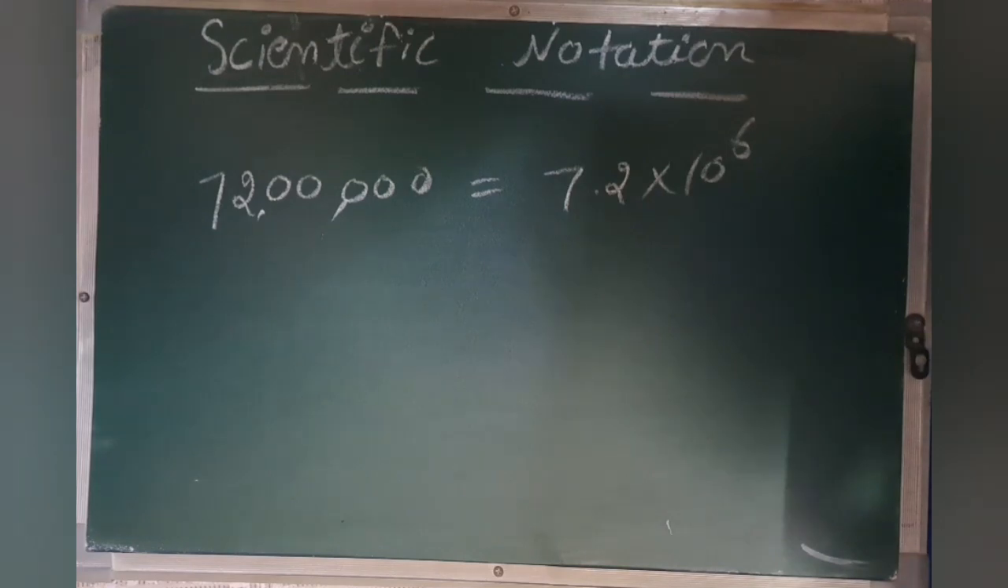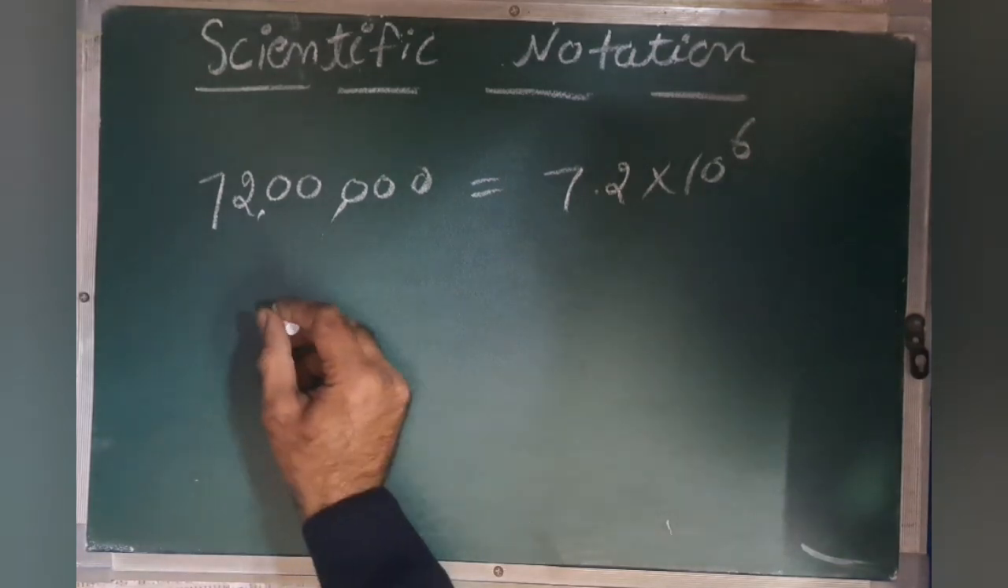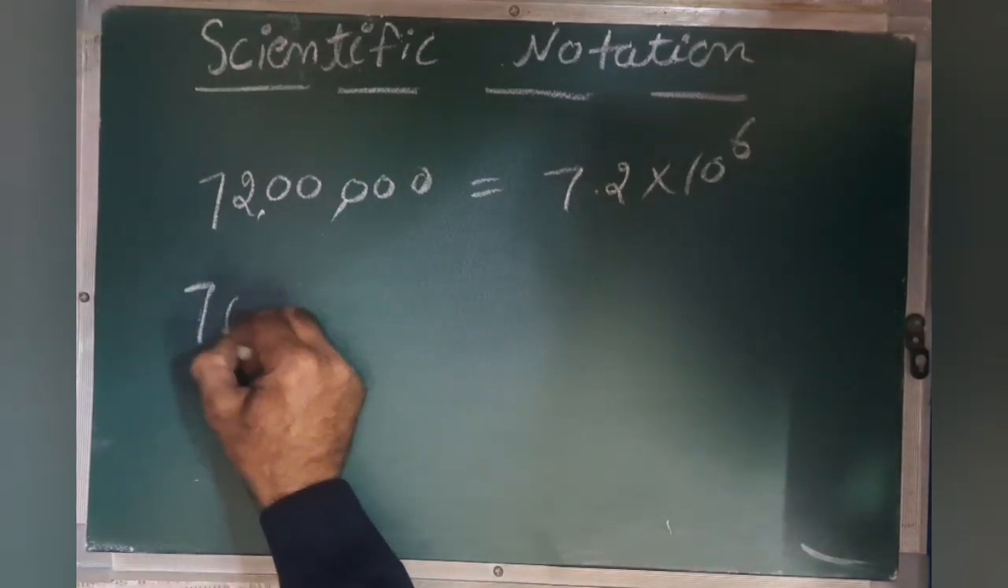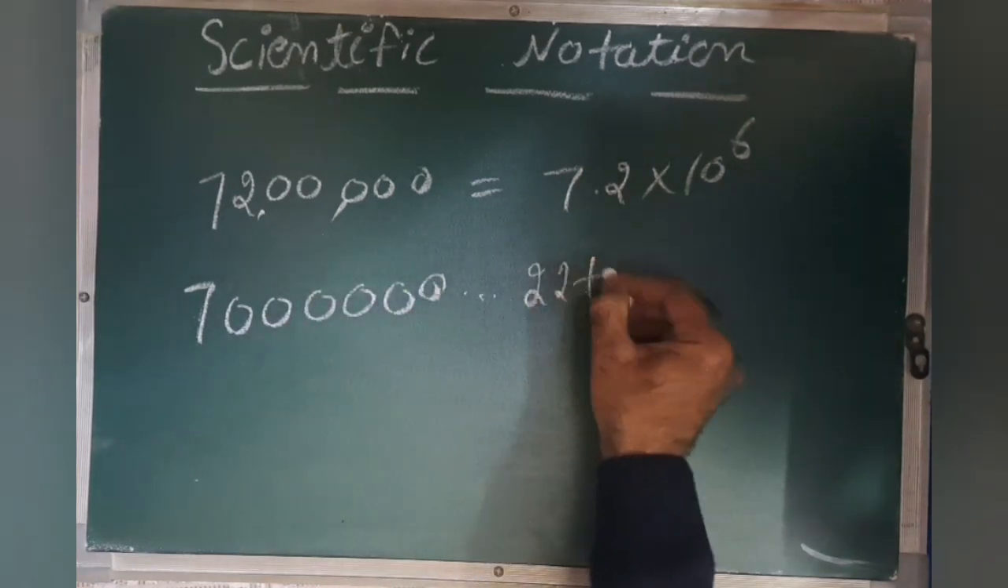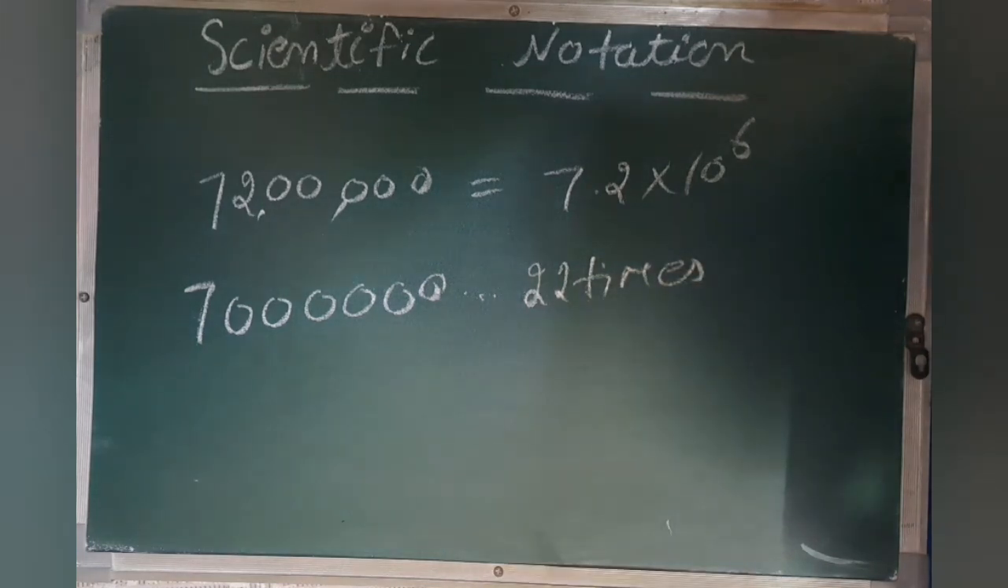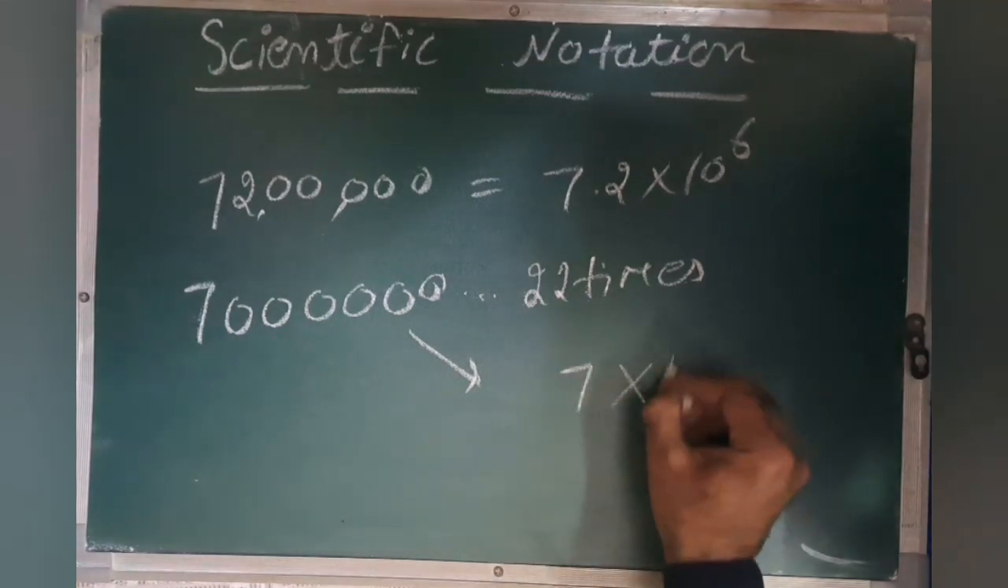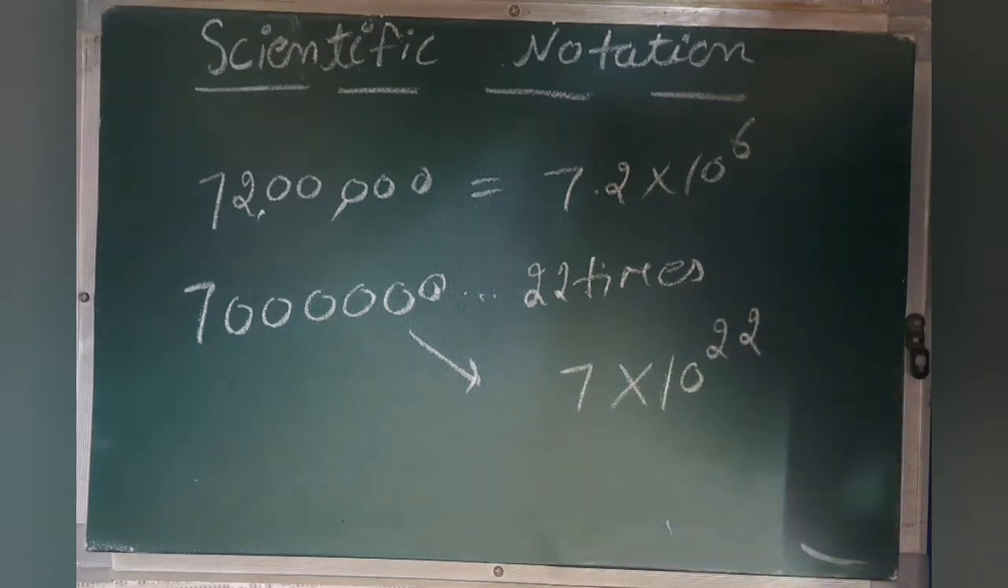One more example: the mass of the moon is 7, and then we have to write zeros, 22 times. So this number is very big and very hard to write. How can we write this number in standard form or scientific notation? That is 7 multiply 10 power 22. So this is standard form, otherwise you can say scientific notation.